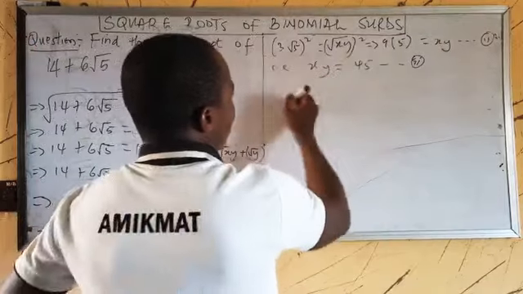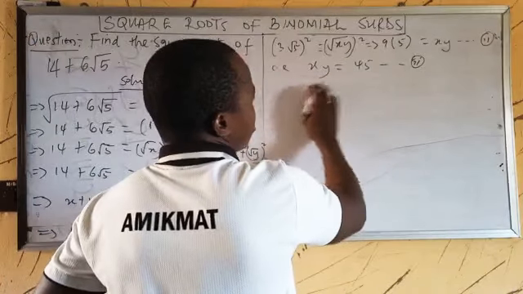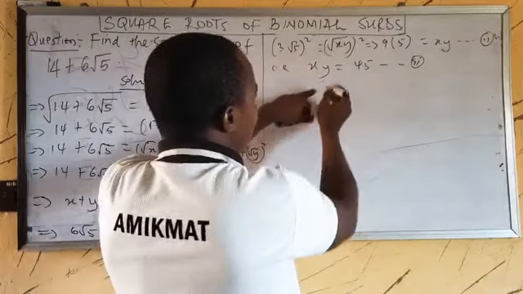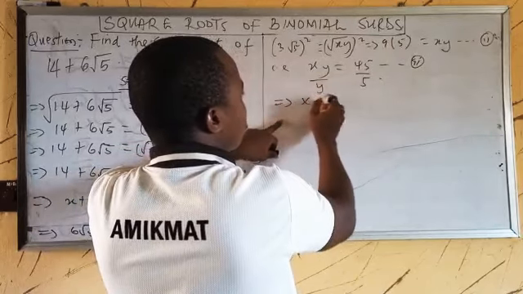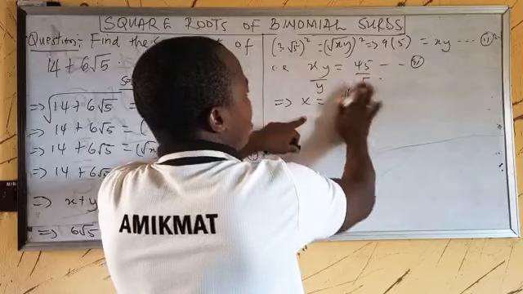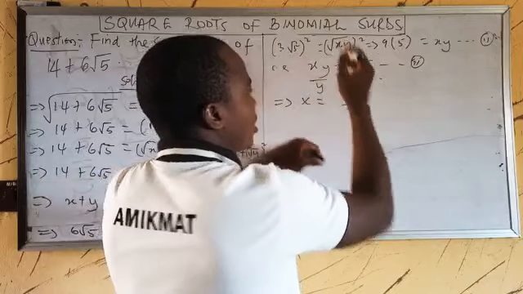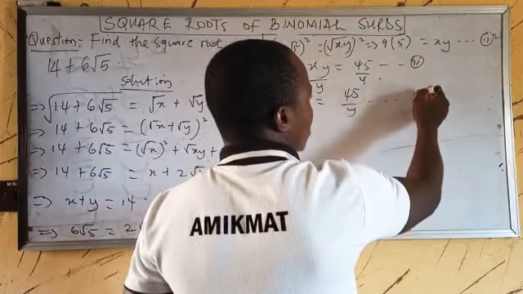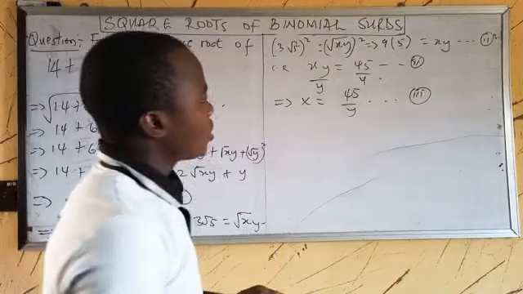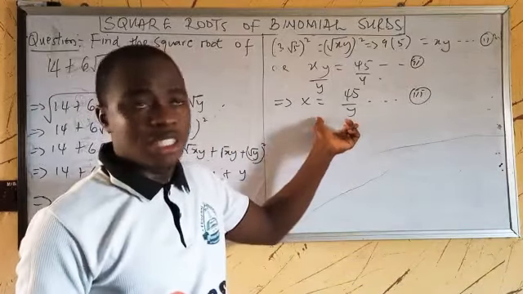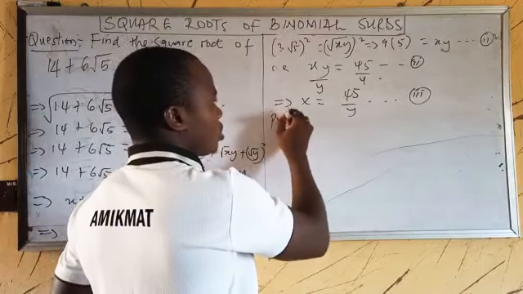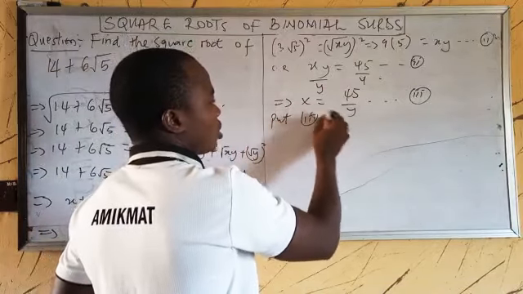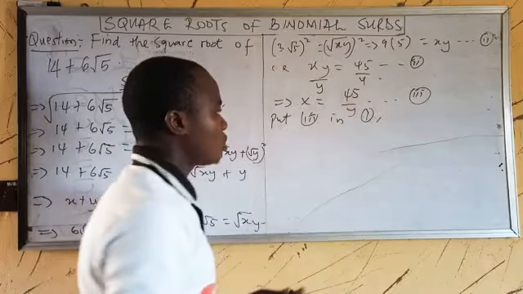Now we can divide both sides by y. If you divide both sides by y here, you can see that we have x equals 45 over y. Let this be equation 3. Now we put equation 3 in equation 1.